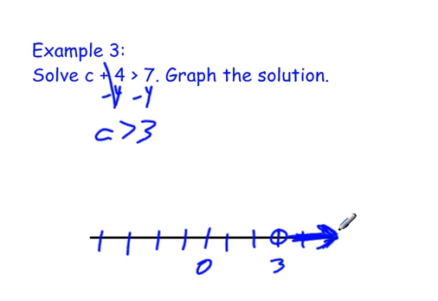So let's check that real quick. How about 5? If we said 5 plus 4 is greater than 7, then yes, 9 is greater than 7. Now, what if we chose something less than 3? How about 2? 2 plus 4 greater than 7? That doesn't make sense. 6 is not greater than 7, so therefore it wouldn't work. So that proves this was the right thing to use.